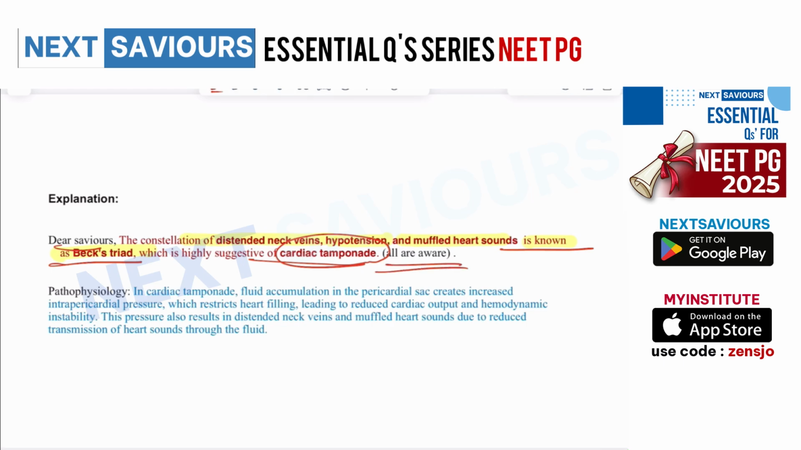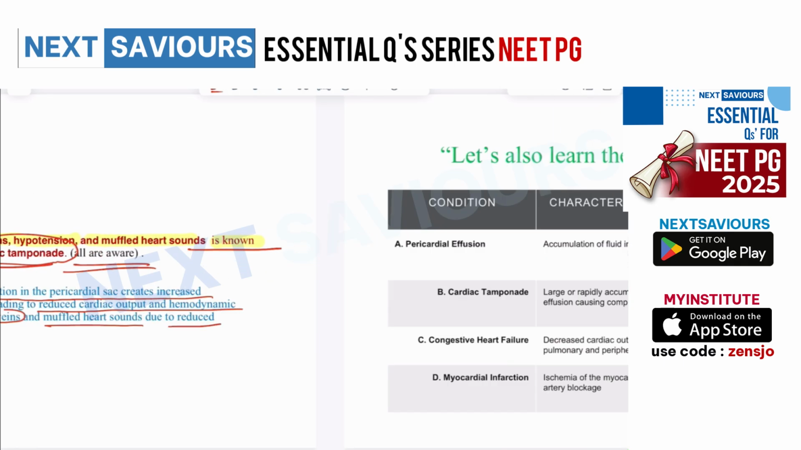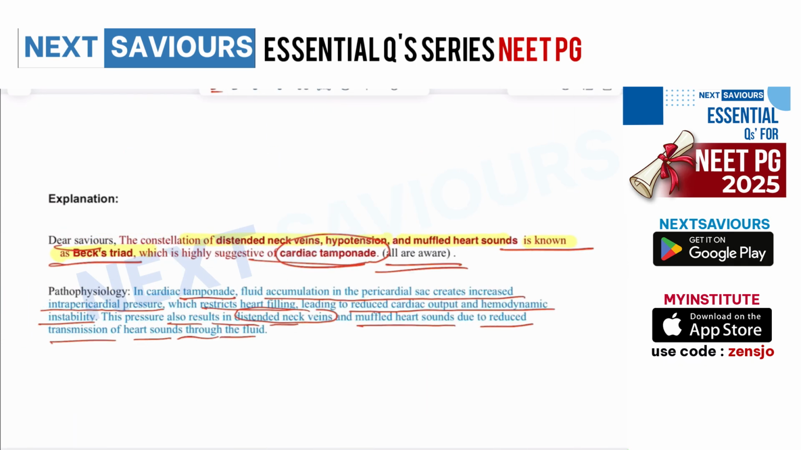Now, what is the pathophysiological mechanism? In cardiac tamponade, the fluid accumulation in the pericardial sac creates increased pericardial pressure, which restricts heart filling, leading to reduced cardiac output and hemodynamic instability. This pressure also results in distended neck veins and muffled heart sounds due to reduced transmission of heart sounds through the fluid. So this is how the pathophysiological mechanism explains Beck's triad.